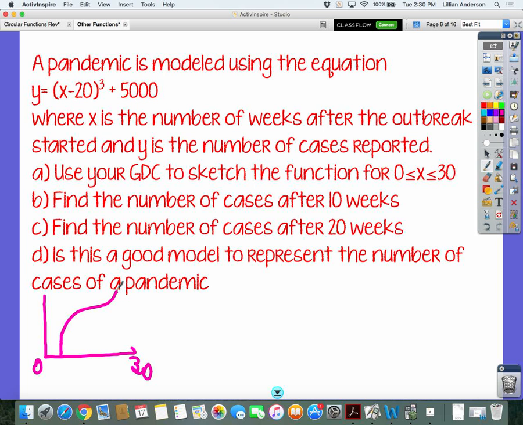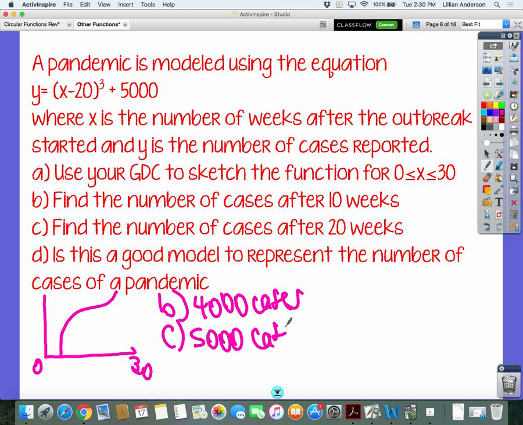Yes. Okay. How many cases were there after 10 weeks? 4,000. 4,000 cases. What about after 20 weeks? 5,000. 5,000. Good. You can always use the table to figure that out, or you can plug in the value. And for X works as well.